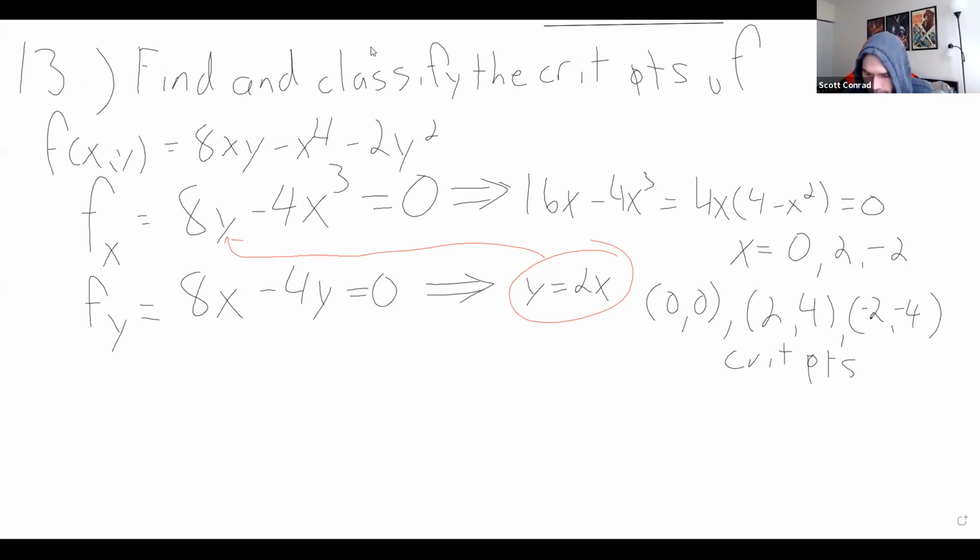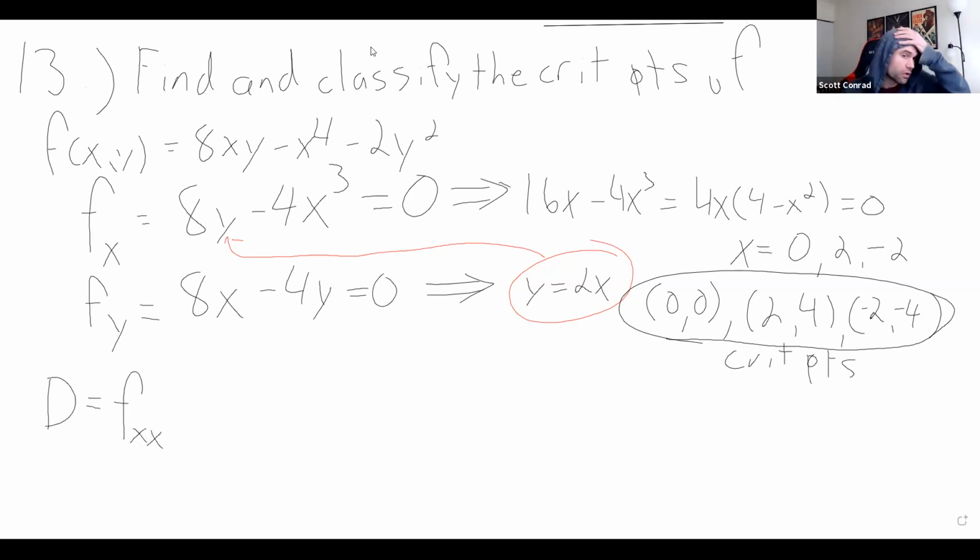All right, so that's about half the problem. The other half is we need to classify those critical points. And to classify the critical points, we need to plug it into the discriminant equation. So remember, the discriminant is, and do the second derivative test, so the discriminant is fxx times fyy minus fxy squared.